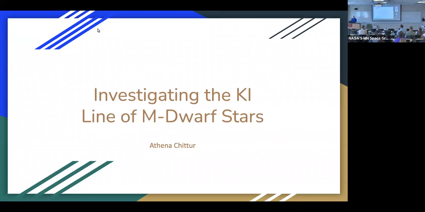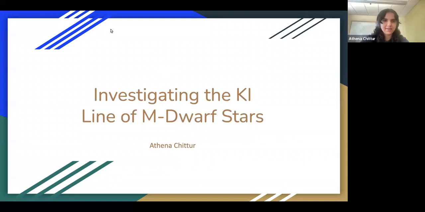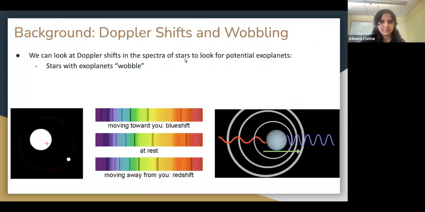Go ahead. Thank you all for coming to listen to my talk today. I'm going to be talking about investigating the Ki line of M-dwarf stars. So to set the background, one of the ways that we look for exoplanets is that we can look at their Doppler shifts.